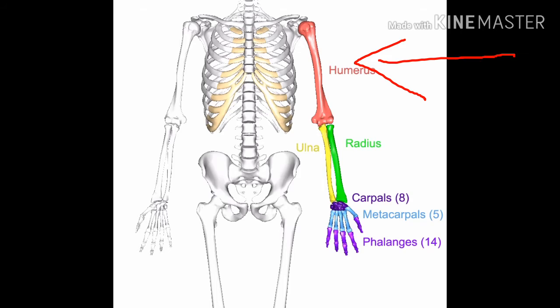The upper limb. Each upper limb consists of 30 bones and is specialized for mobility. The upper limb includes the arm, the forearm, and the hand. The arm is composed solely of the humerus, while the forearm is composed of the ulna and radius, and the hand is composed of the carpals, metacarpals, and the phalanges. We have here the humerus, the radius, the ulna, the carpals, the metacarpals, and the phalanges.